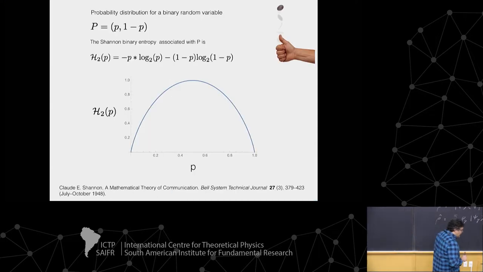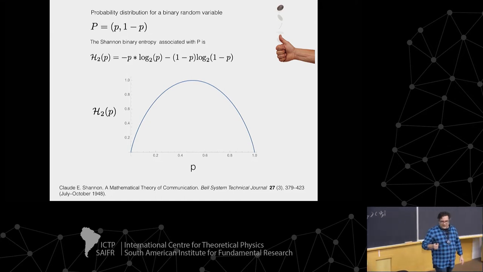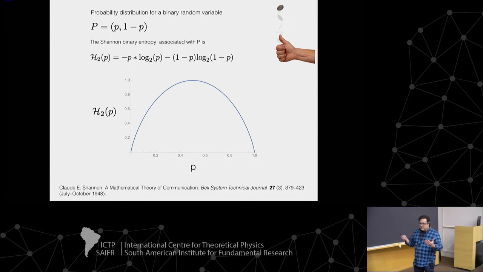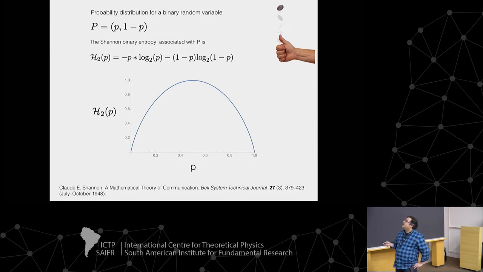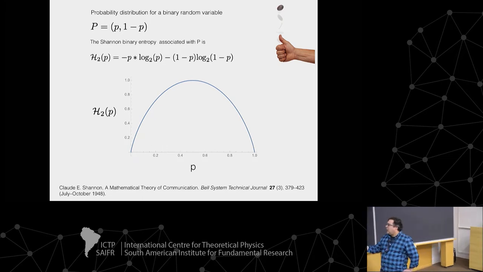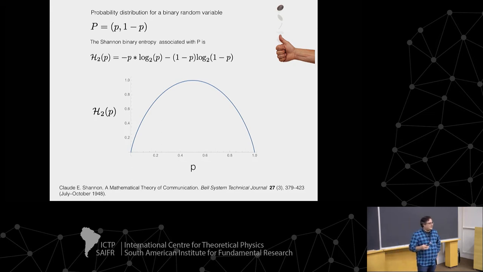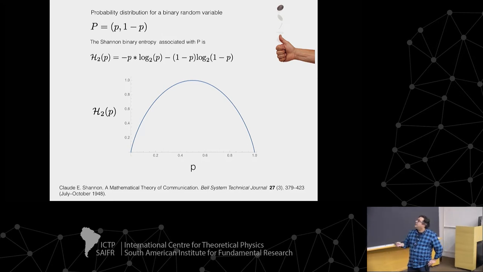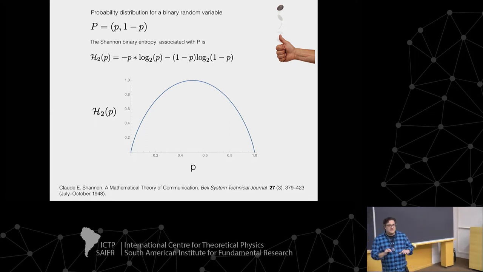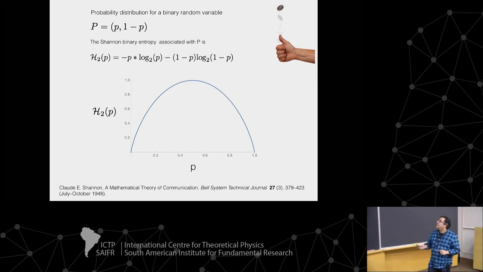Okay, when we are tossing a coin, an event where we have a binary random variable, we get this kind of binary entropy for the Shannon entropy. And for a perfect coin, where you have 50% chance to get tails and 50% chance to get heads, we get the maximum value for this Shannon entropy. So observing the state of the coin, we will get 1 bit of information.